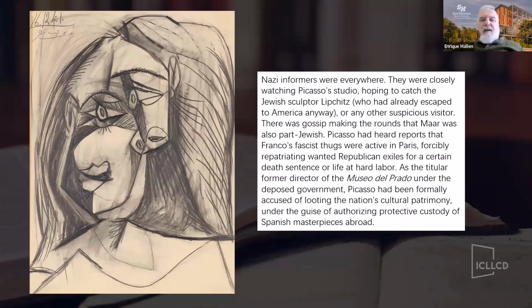Picasso had heard reports that Franco's fascist thugs were active in Paris, forcibly repatriating wanted Republican exiles for a certain death sentence or life at hard labor. As the titular former director of the Museo del Prado under the deposed government, Picasso had been formally accused of looting the nation's cultural patrimony under the guise of authorized protective custody of the Spanish masterpieces abroad.